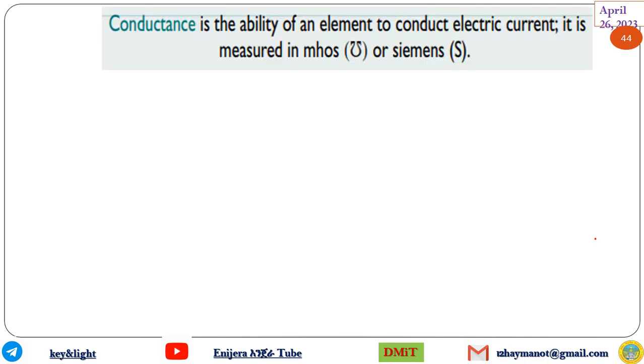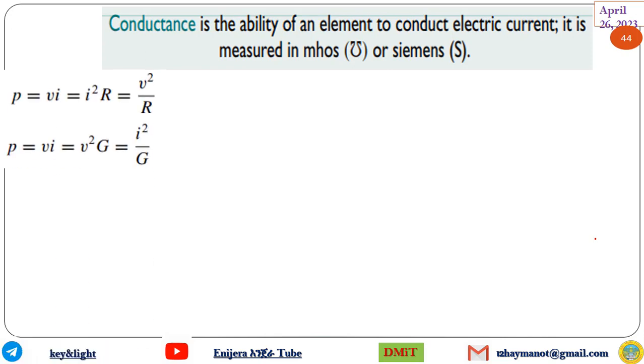What about conductance? The reciprocal of the resistance. The resistance is the ability to resist or to oppose the flow of current. What about conductance? The ability to conduct. The ability of an element to conduct electric current. And it's measured in Siemens, or inverted ohm.